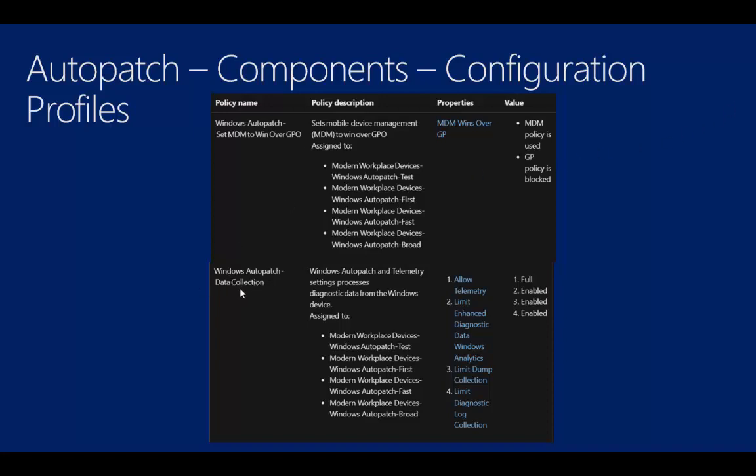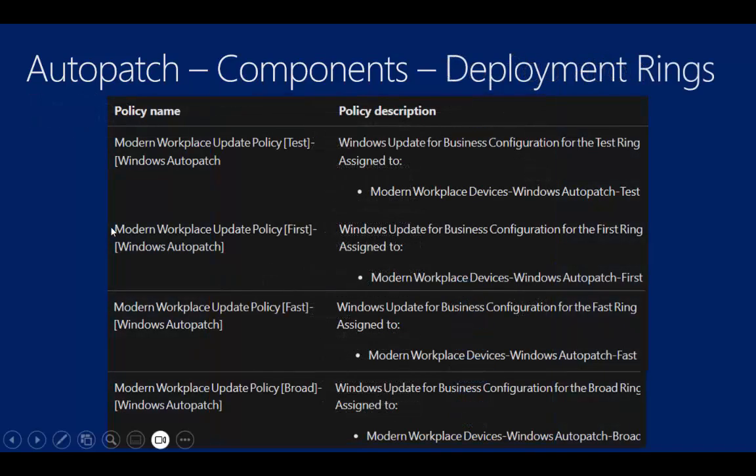Then there's a data collection configuration that we put out there so that we can collect data for use with Autopatch. Then we also have deployment rings. The way this works is that we have a series of deployment rings that we define for you. Now, you may not like what we have, or may want to tweak it a little bit, or you may want to do some things custom. We do accommodate for that, but I'll show you out of the box what we have here.